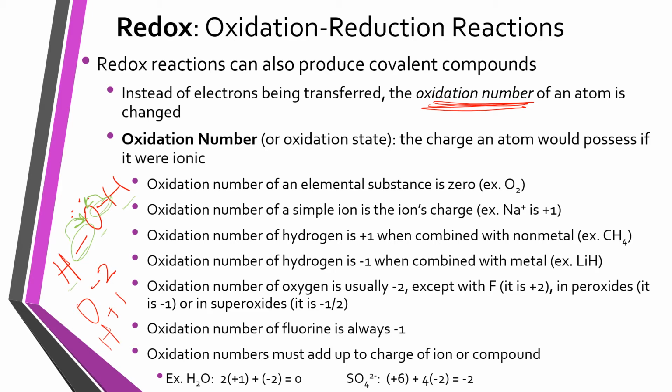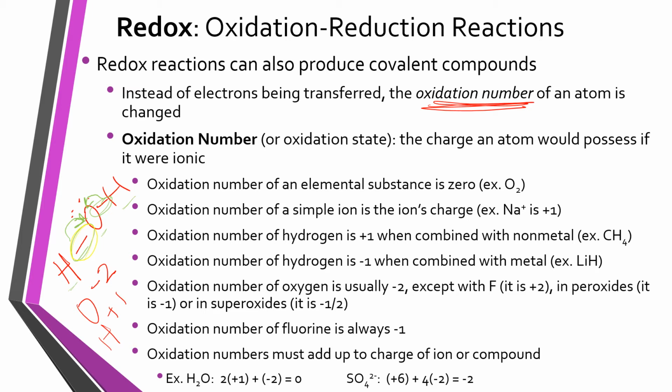These aren't real charges because, of course, these are covalent compounds. They're actually sharing instead of transferring. But in order to give an atom an oxidation number, we have to think of it like, okay, if this was ionic, who would win the tug of war? How many electrons would they gain overall, or how many would they lose overall?